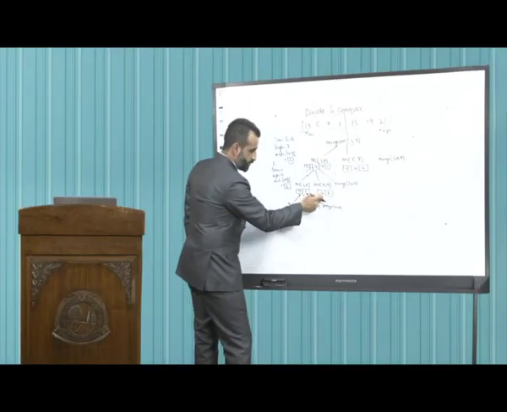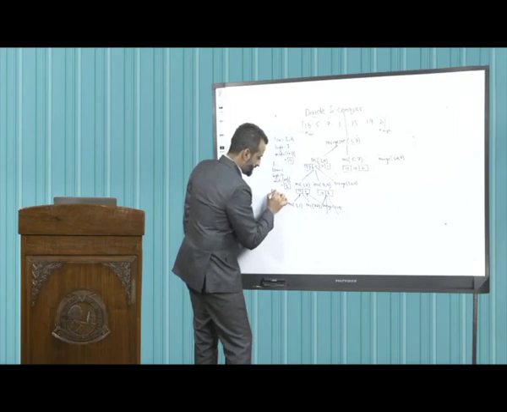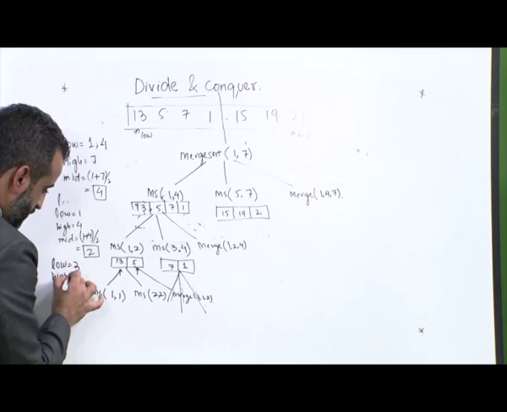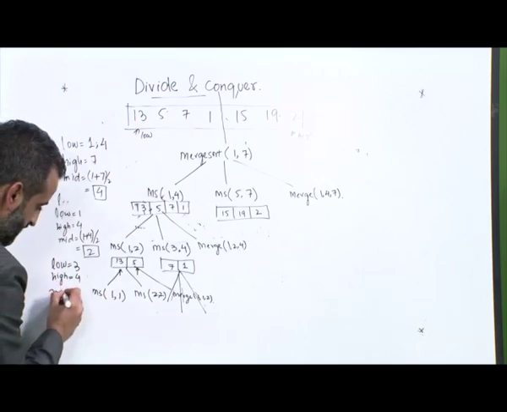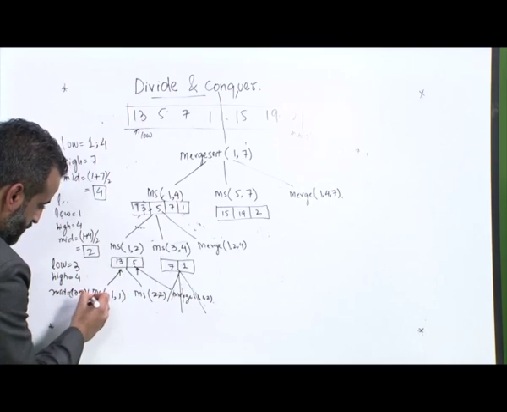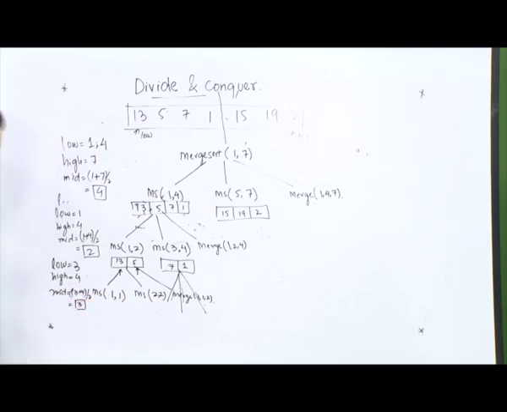We can see that the low in this case is pointing to a 3, and the high is pointing towards a 4. So this is the third position, this is the fourth position. If I try to compute the mid value, it will be 3 plus 4 by 2, which is 7 by 2, and if I take the floor value of that, that will be 3.